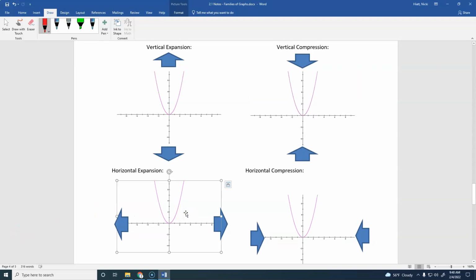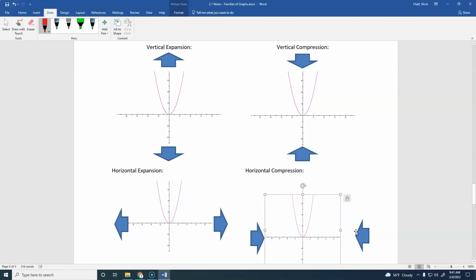Horizontal expansion is the same thing, but we're grabbing the x-axis instead of the y-axis. So it would be like this. If you took the graph for an expansion and stretched it out, it's like an accordion that you're stretching out, making bigger. And then for our compression, it would be like squeezing our accordion in, making it smaller.